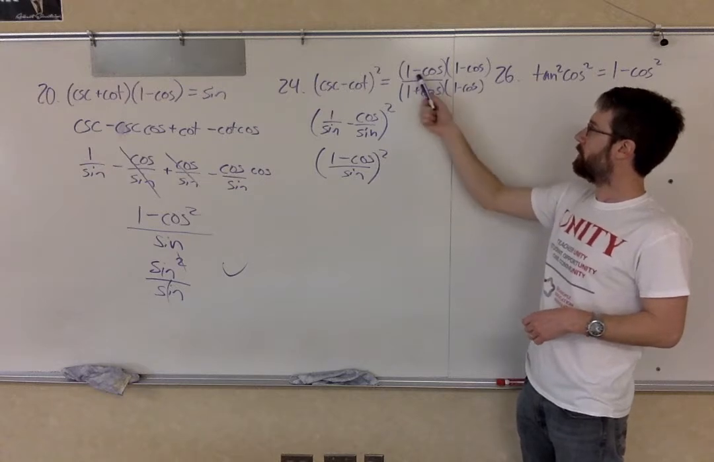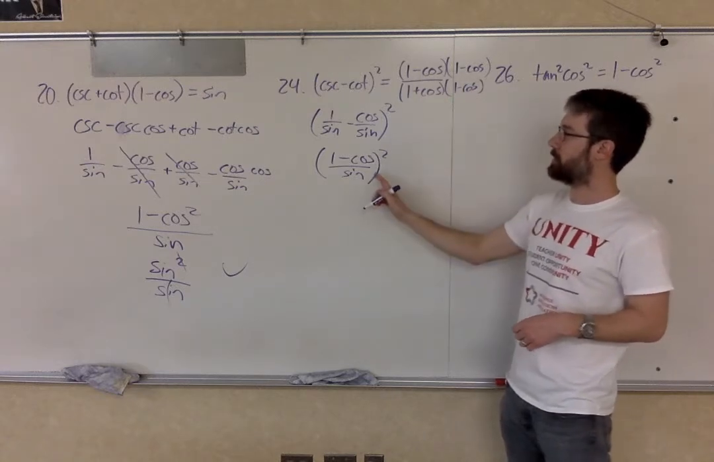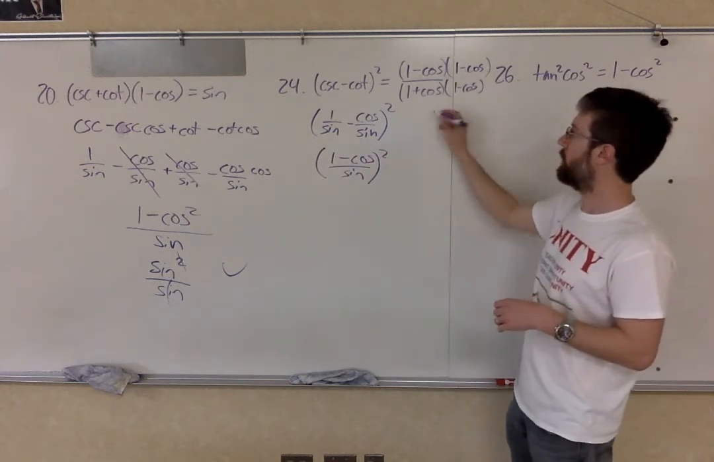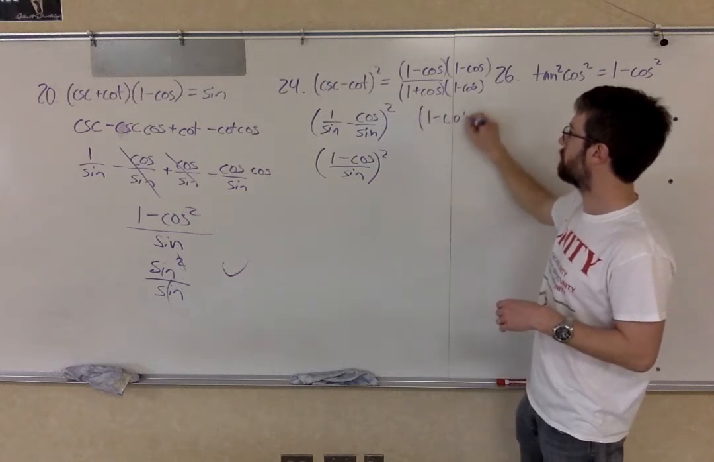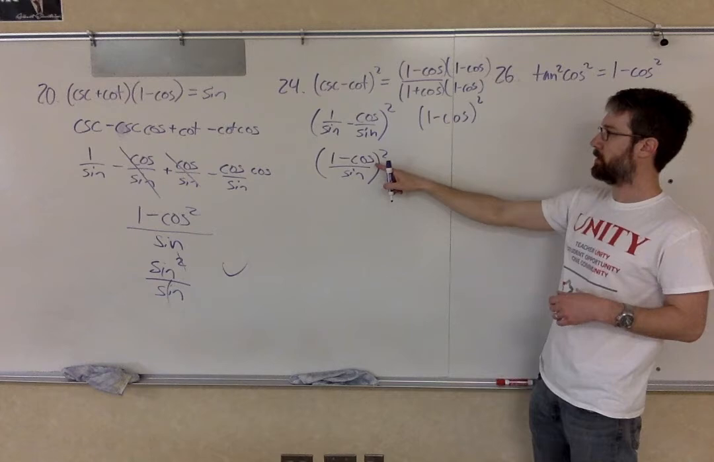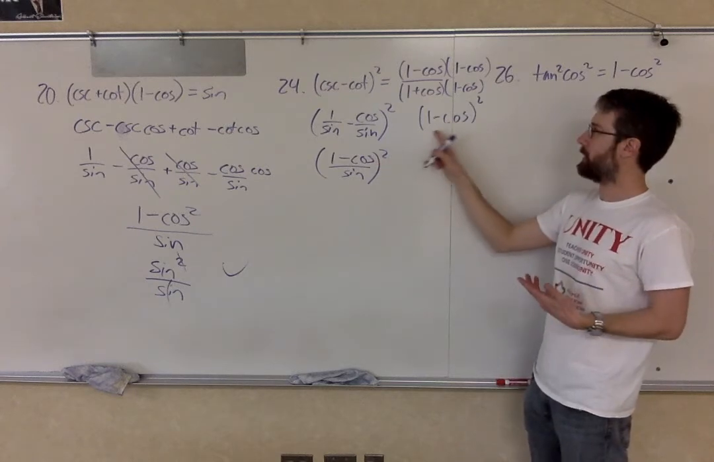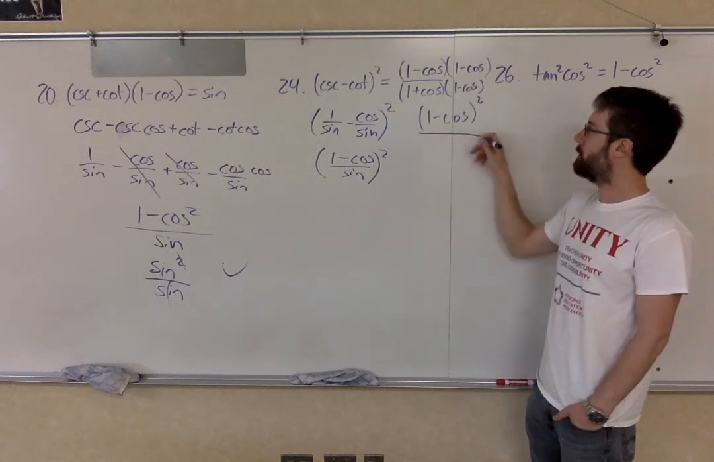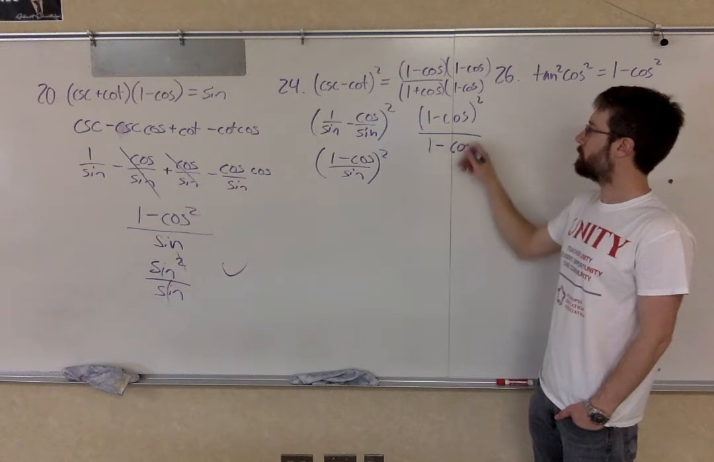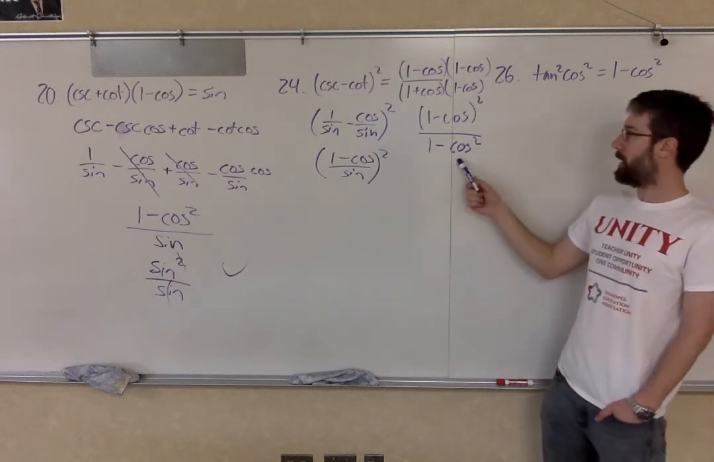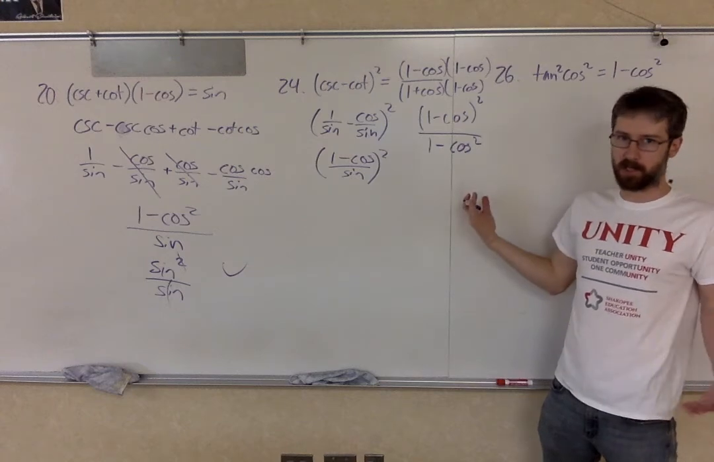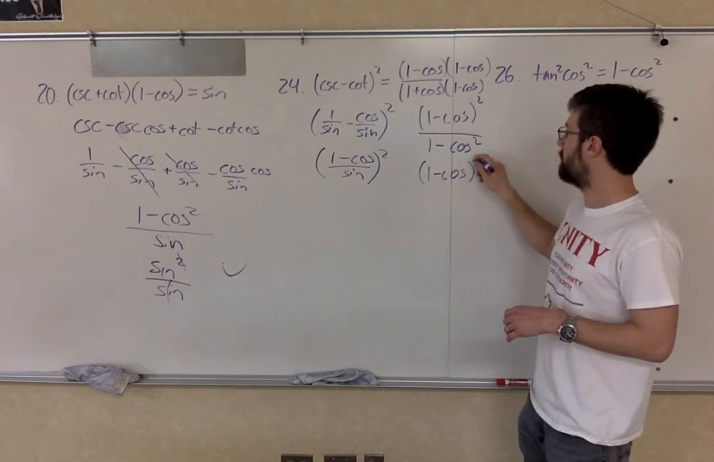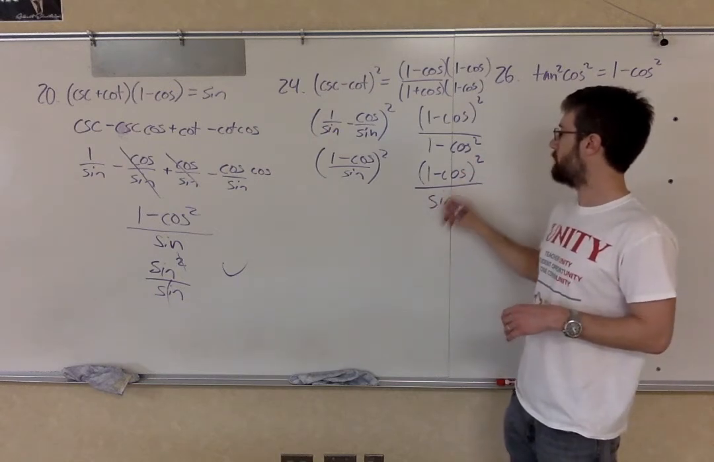Up here, rather than FOILing this out, because I'm really shooting for a fraction that's squared, I'm going to keep this as 1 minus cosine squared in parentheses. Because look at that, it's 1 minus cosine and it's squared on the outside, like I've already kind of fixed the numerator. On the denominator, when I FOIL that out, it is going to be 1 minus cosine squared. And so now, 1 minus cosine squared, that's sine squared, Pythagorean identity. So this is 1 minus cosine with a square on the outside over sine squared.